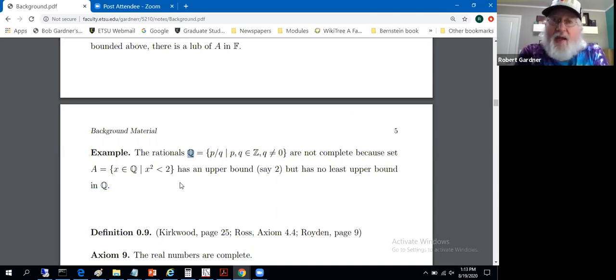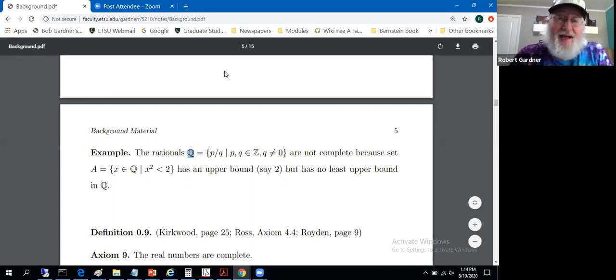All right, well that can't happen in a complete field, so I guess the rationals are not a complete field. You know what makes it work. I've chosen a set here, and as a set of real numbers, its least upper bound is the square root of 2. But in the rationals, there is no square root of 2. That's because the rationals have a hole in them at the square root of 2.